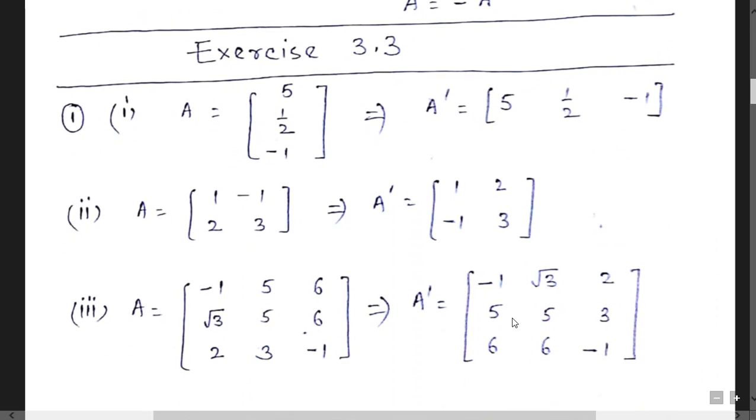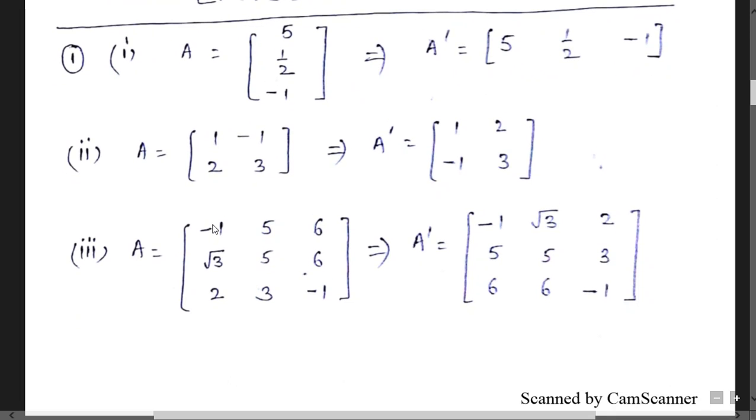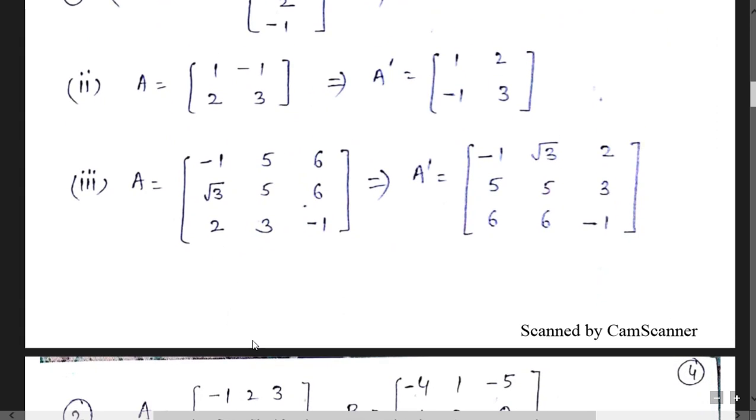Now let us start with exercise 3.3. First question: these are the basic questions. First column is converted into row. Then again in the second part, first row is converted into first column and second row is converted into second column. Similar is the case in the third part. Hope you can do it easily. First row is converted into first column, second into second column, third into third column.